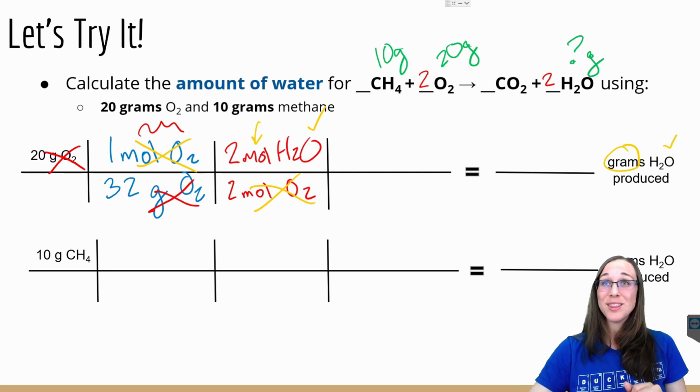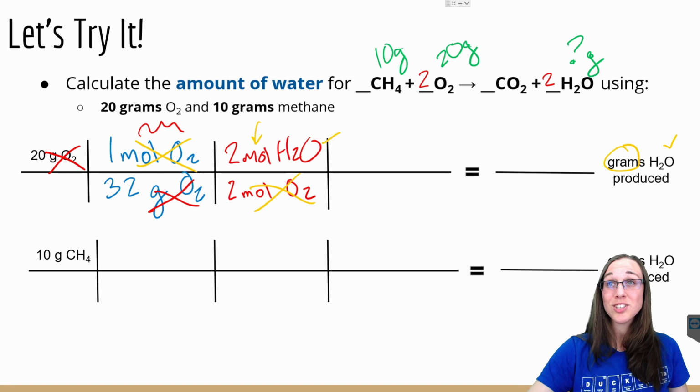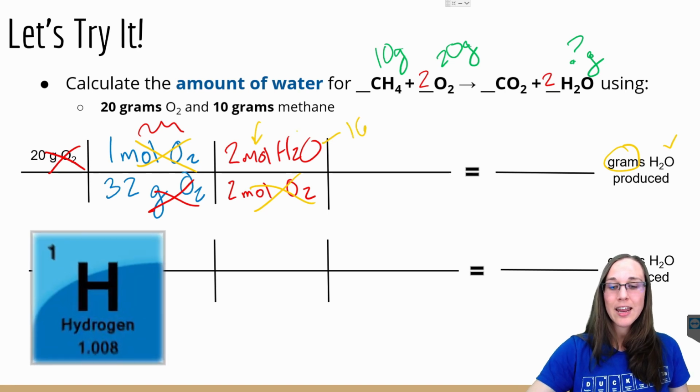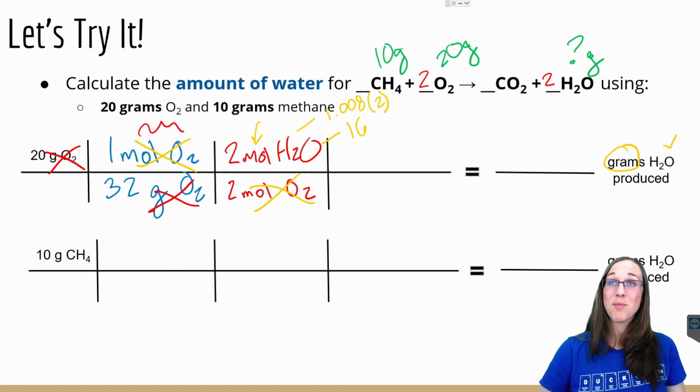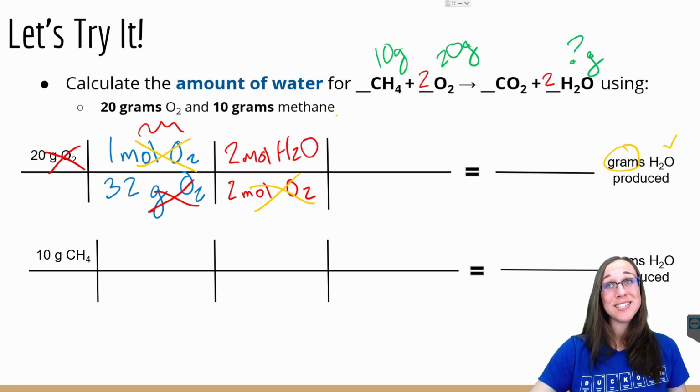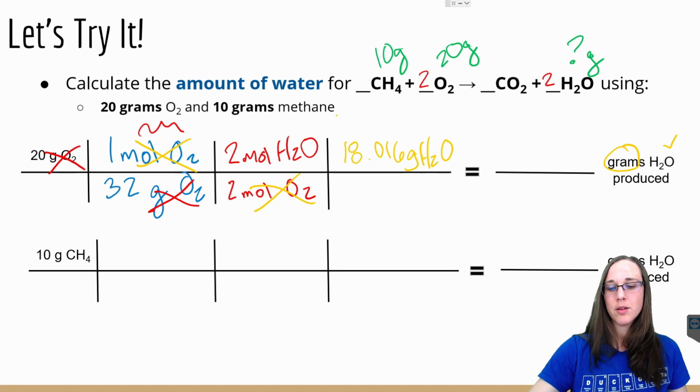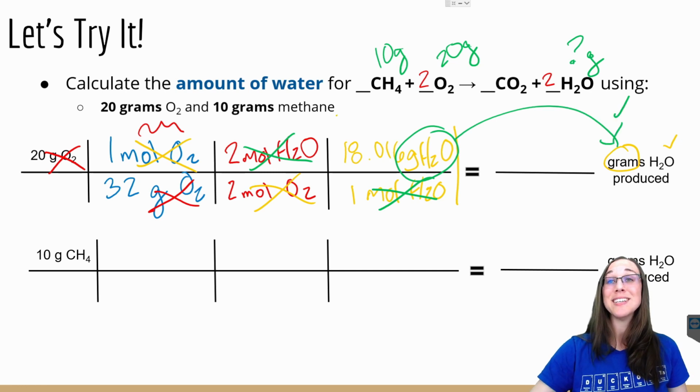In order to calculate the molar mass of water, I look at my periodic table and add up the parts. Each oxygen weighs 16 and each hydrogen weighs 1.008 times 2, because there's 2 of them in a molecule of water. 16 plus 2.016 gives me 18.016 grams of water per mole of water. My mole of water will cancel, and I am in fact left with my goal units. I know I did it right, so now I can plug and chug into my calculator.